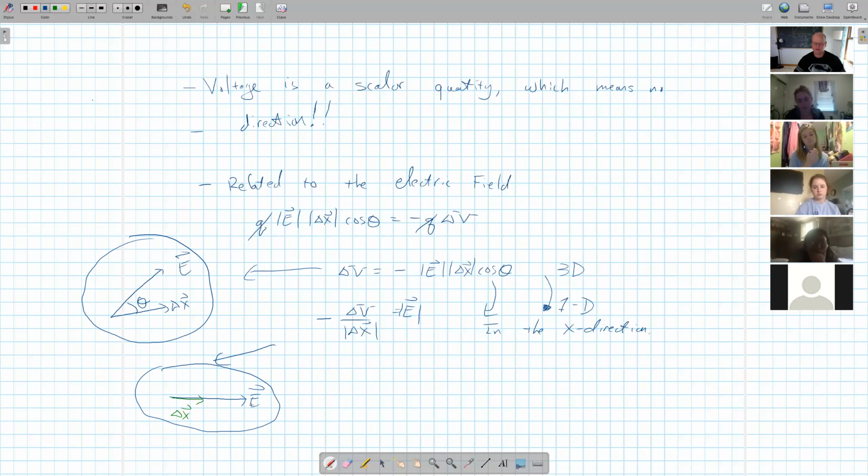Okay, so what this is saying is that if my potential changes as I move along this, say, direction, what that means is there has to be an electric field.